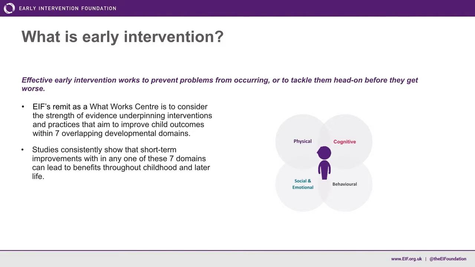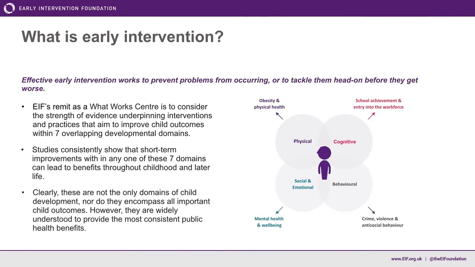These include improvements in children's physical health and reductions in obesity, improved school achievement and entry into the workforce, reduced crime, violence, and antisocial behavior, and improved mental health and well-being. Clearly, these are not the only important child outcomes, but are widely agreed to provide the most consistent public health benefits.